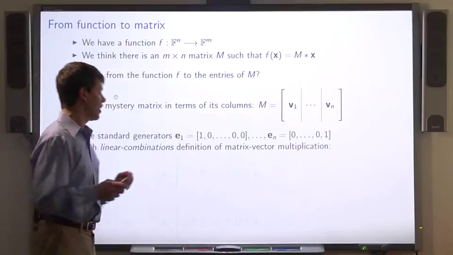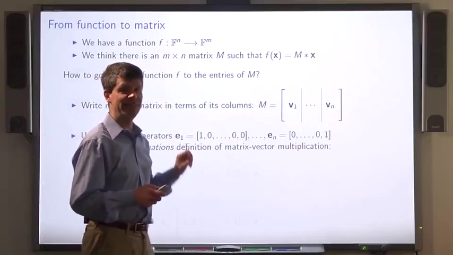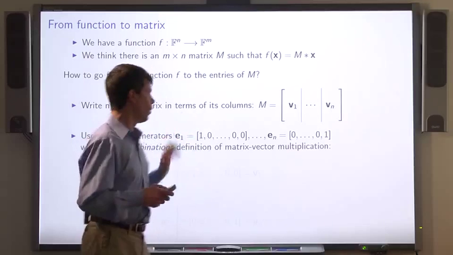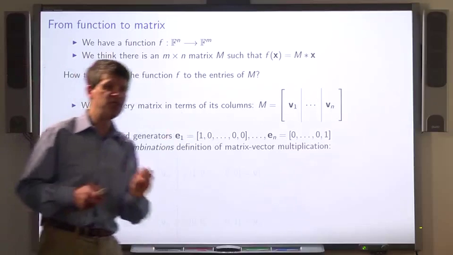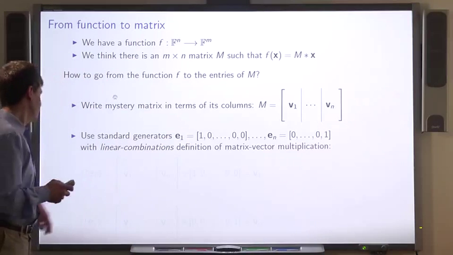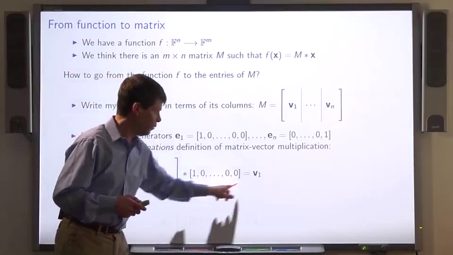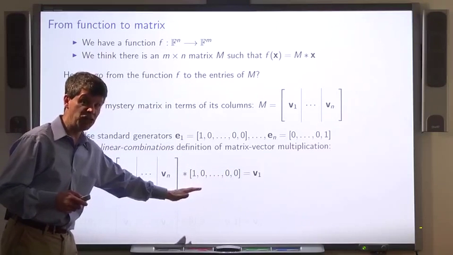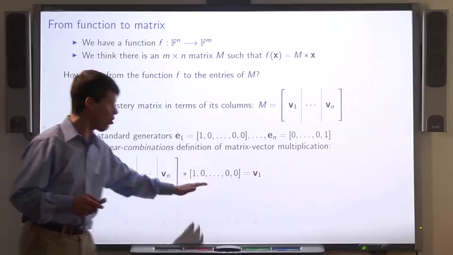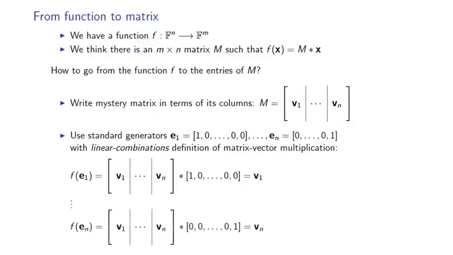Now we use the standard generators. Remember, the first standard generator is 1, and the rest of the entries are 0. The second is 0, and then 1, and then the rest is 0, and so on. So we combine standard generators with the linear combinations definition of matrix-vector multiplication. So f of e1 is the matrix times the vector e1. And by the linear combinations definition of matrix-vector multiplication, this product is just the first column, v1. Similarly, f of en is just the last column, vn.